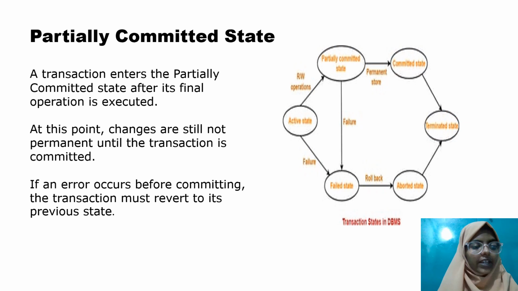The second one is the partially committed state. A transaction enters the partially committed state after its final operation is executed. At this point, changes are still not permanent, as in the active state, until the transaction is committed. If an error occurs before committing, the transaction must revert to its previous state.